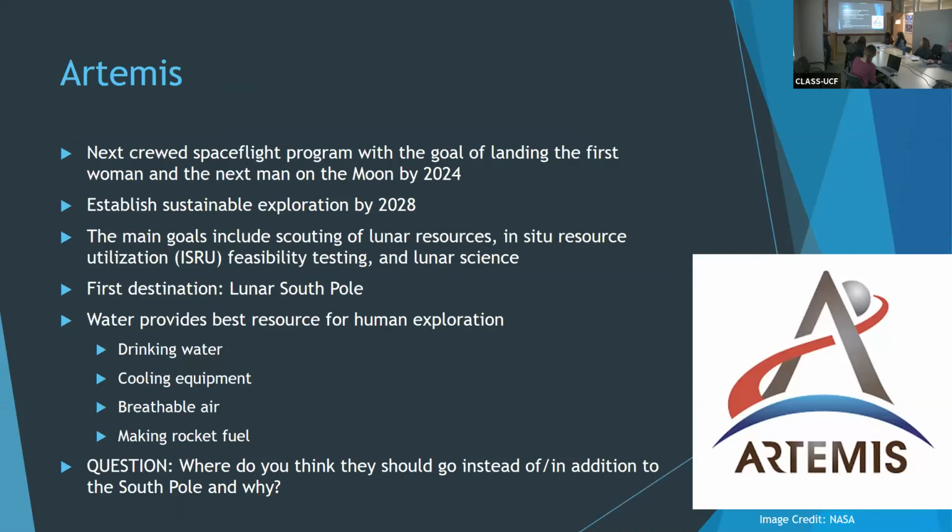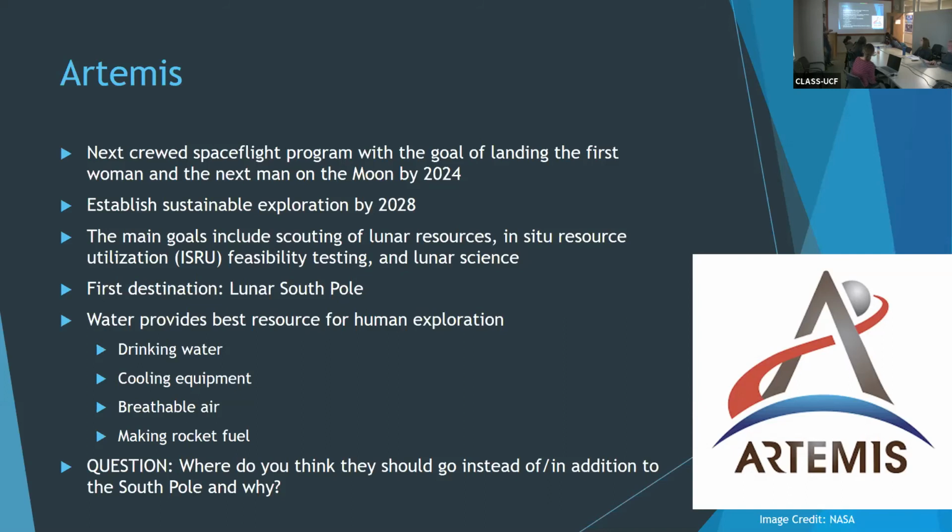So they are trying to scout lunar resources, in situ resource utilization, and perform a bunch of different science experiments on the surface. And the first destination that they've decided on is the lunar South Pole, due to the abundance of water that is predicted, at least, to be there, because this does provide the best resource for prolonged human exploration. We can get drinking water, we can get water to cool down equipment, we can get water to turn into breathable air, and we can also use the water to make additional rocket fuel when necessary.